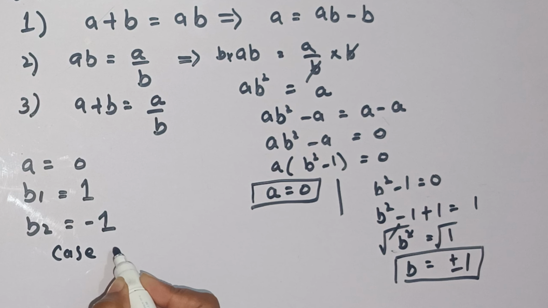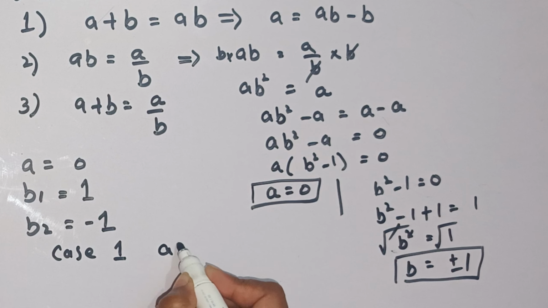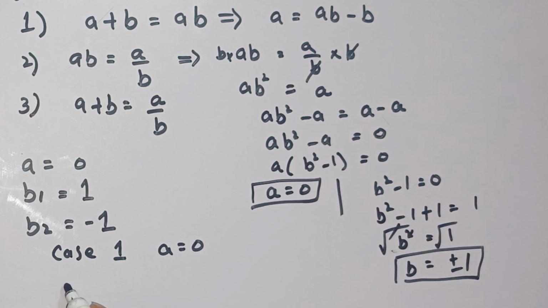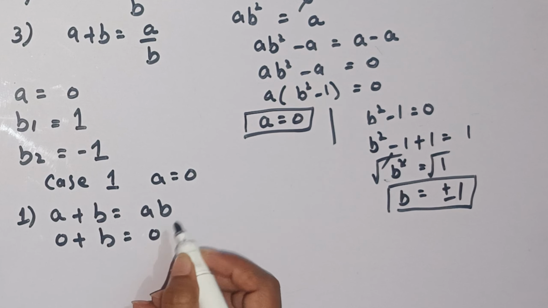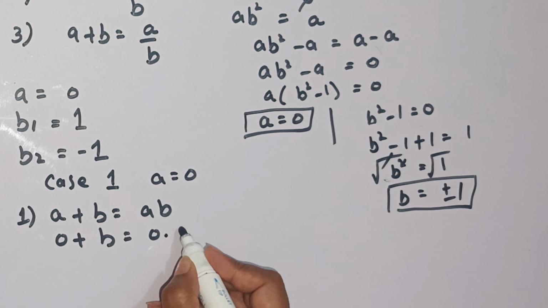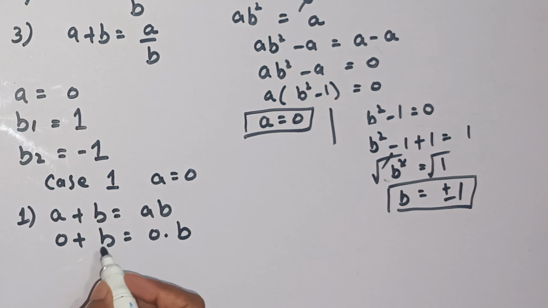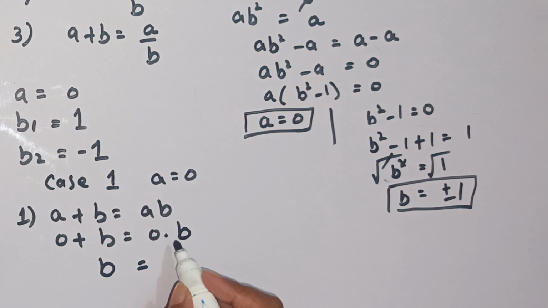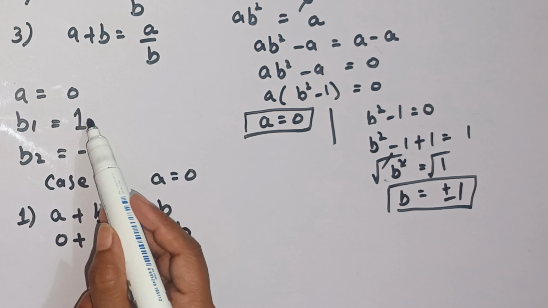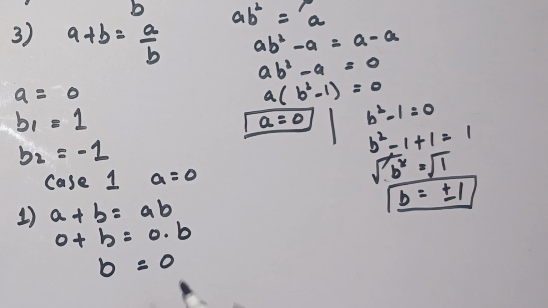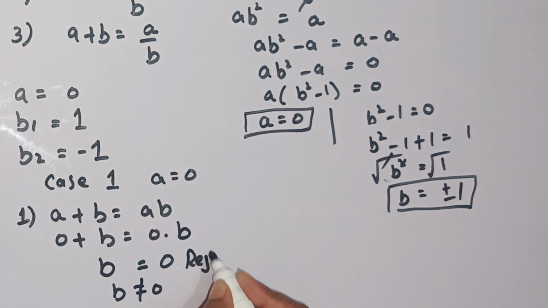Now our case 1, in which we take a is equal to 0. Look at our first equation: a plus b is equal to the product ab. Now a is 0, so we have 0 plus b is equal to 0 times b, so b is equal to 0. Now in our question, b is given as 1 and negative 1, so b is not equal to 0. So we reject this. This implies a is 0 is not accepted in our case.